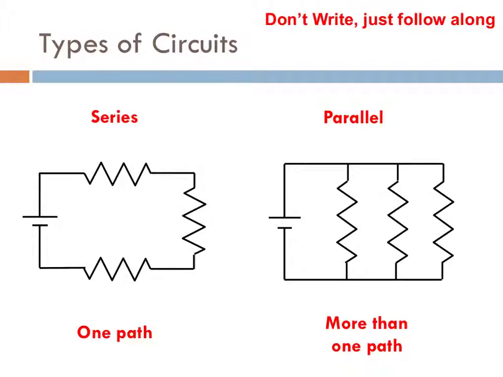On the left-hand side, we have a series circuit. You can tell it's a series circuit by the fact that it only has one path as you go from the battery all the way around back to your battery. On the right-hand side, we have a parallel circuit, where if you go from your battery, you reach a certain point, and at this point you can see that we have different paths that we could take to get back to our battery. So we're going to see these different circuits in context with our Kirchhoff's rules.